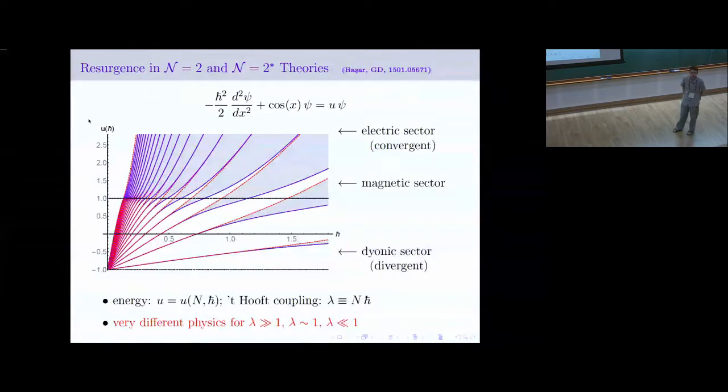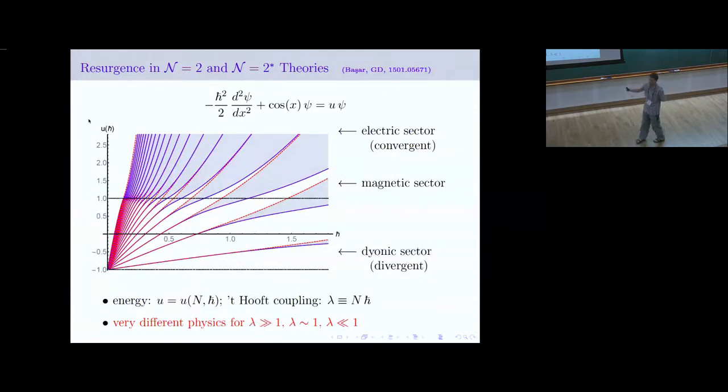Think of this simple quantum mechanics problem. Just a periodic potential, a cosine potential. I'm going to write the energy as U for a reason that will become obvious on the next slide. There's h bar, there's U. h bar is effectively the coupling, the way I've scaled things. So here's a plot of the energy spectrum as a function of h bar. Here's the bottom and the top of the potential. Cosine goes between minus 1 and 1.